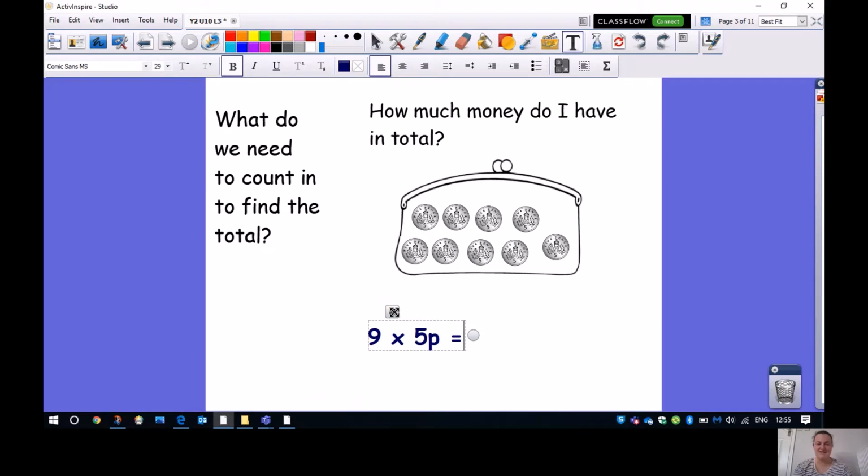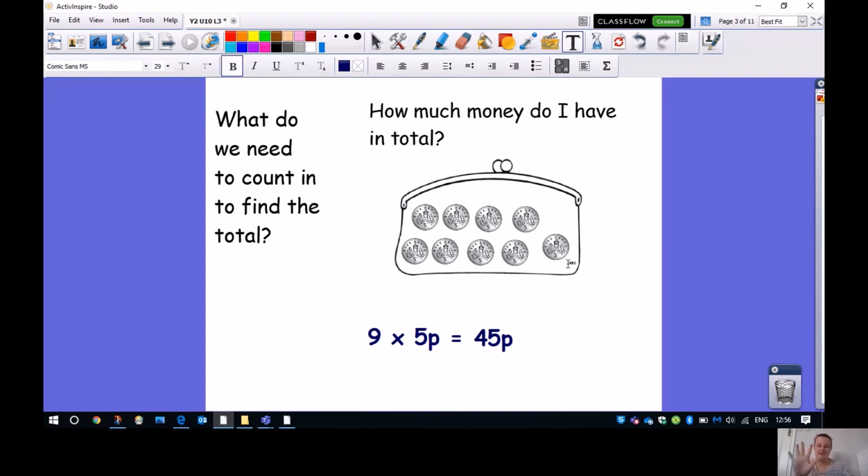Get ready to count them with me. Will I be going up to 10? No. How many groups do I need? 9. Let's go. 5, 10, 15, 20, 25, 30, 35, 40, 45. 9 groups of 5 equals 45. So the purse has 45 pence in it. And I can count in my 5s because each coin is exactly the same with the same value.